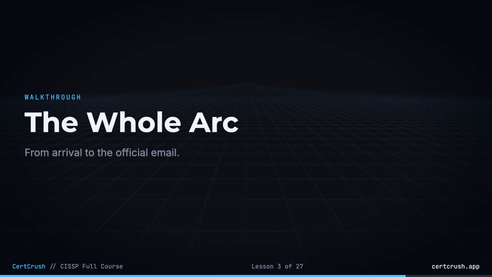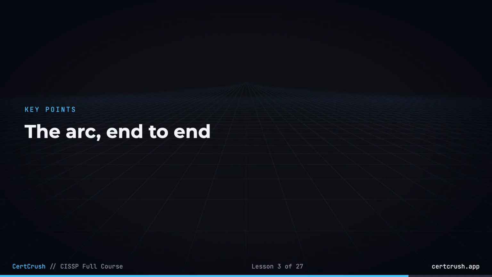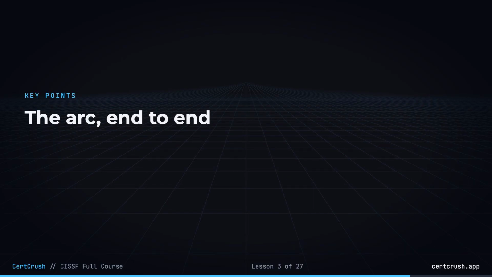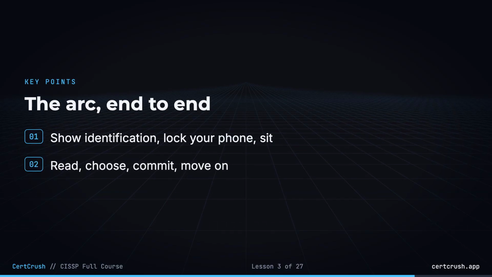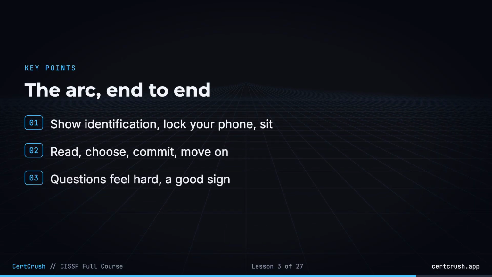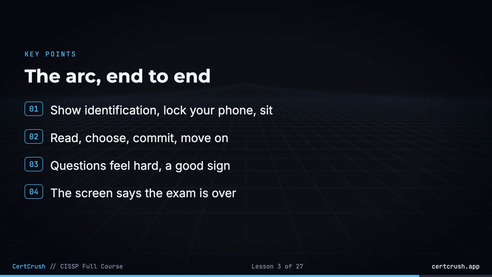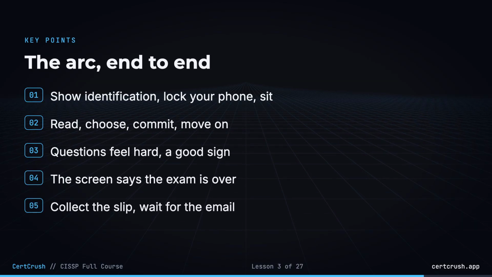Let me put the whole experience together in one short walkthrough, so the pieces connect. You arrive 30 minutes early. Show identification that matches your registration. Lock your phone away, and get seated. The first question appears. You read it carefully, choose and commit, knowing you won't see it again. The questions feel hard, which, remember, is a good sign under an adaptive engine. Around question 110, the screen tells you the exam is over. You have no idea whether that's good or bad, because early stops happen both ways. You collect your belongings, take the preliminary slip from the staff, and wait for the official email from ISC2. That's the entire arc, and now none of it is a surprise.